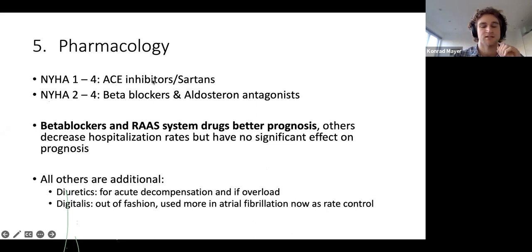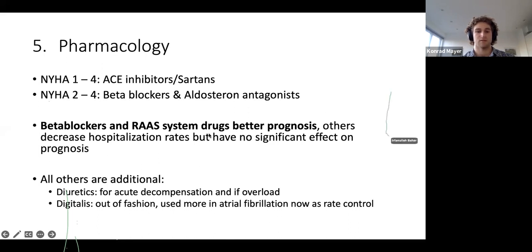If they can't tolerate ACE inhibitors because of the cough or any other issue, then they might be switched to a sartan. And starting at NYHA level 2 through 4, all patients are on beta blockers and aldosterone antagonists. So somebody who has heart failure, stage 2, is going to be on an ACE inhibitor, beta blocker, and aldosterone antagonist. This is because beta blockers and RAS system drugs, so the ACE inhibitors and aldosterone antagonists, better the prognosis. These are the only medications that better the prognosis.